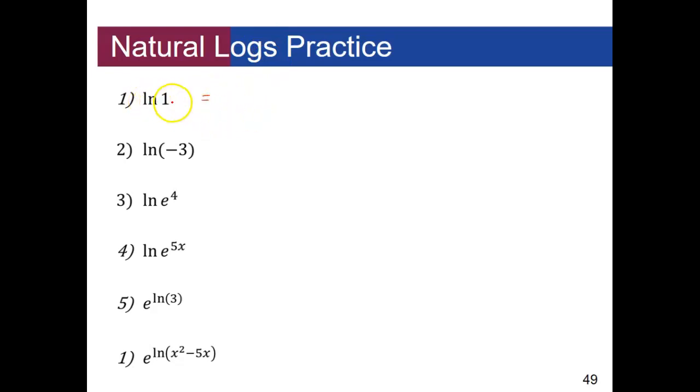Okay, the first one, the natural log of 1, the log of 1 is always 0 regardless of the base. Here, the natural log of -3, you cannot take the log of a negative number, so this one is going to be a does not exist. Here, the ln of e to the 4th, those cancel, so that's going to be 4. These cancel, so that's going to be 5x. These cancel, and that's going to be 3. And these cancel, and that's going to be x squared minus 5x.